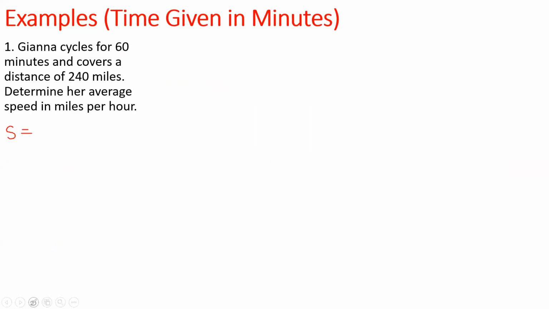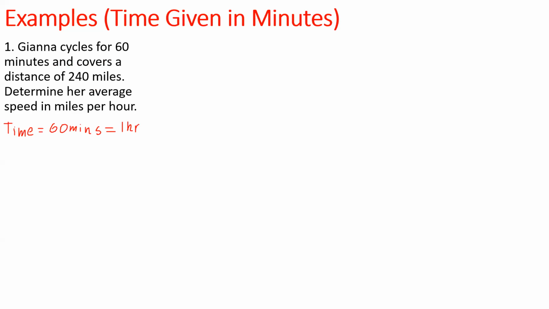Well, I think the first thing we need to do, before we even get into this, is change the minutes to hours. So what's the time? The time is 60 minutes, right? But they want it in miles per hour. So what is 60 minutes in terms of an hour? 60 minutes is equal to 1 hour.